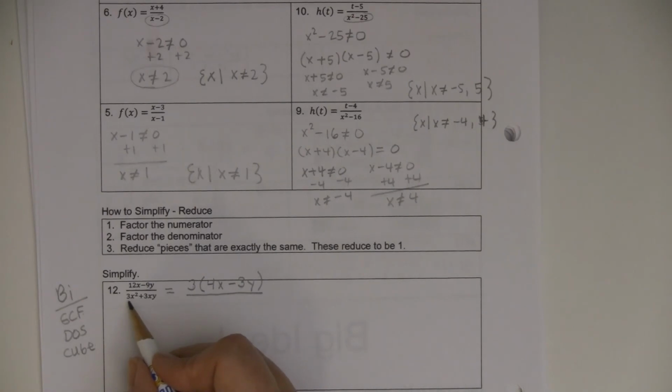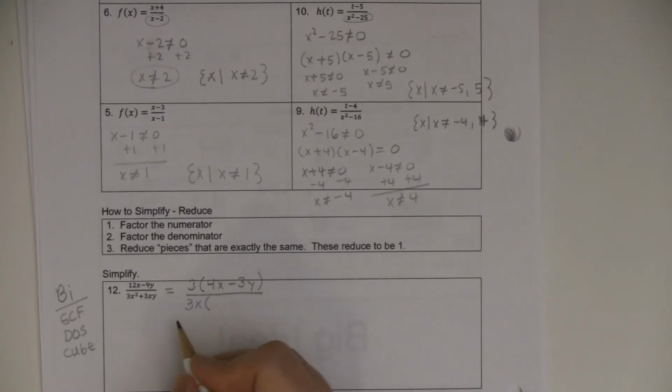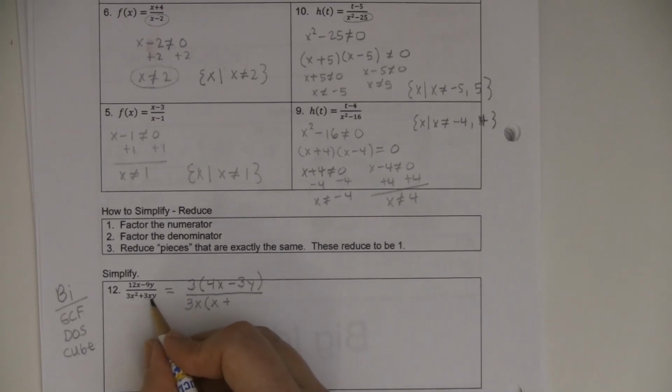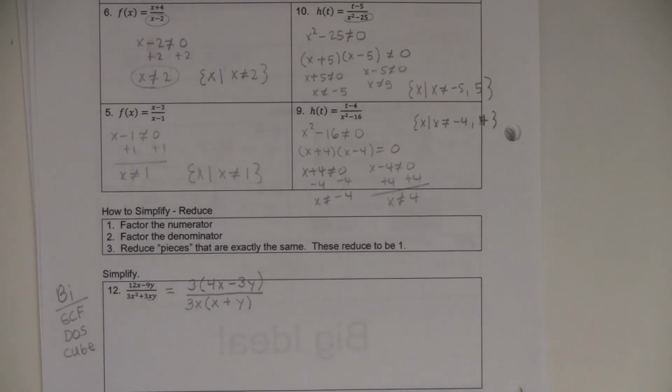Then in the denominator, it's a binomial as well, and the greatest common factor is, well, they have 3 in common. They also have x in common, but they don't have a y in common. So 3x is what they have in common, and I want to make it back, so this is going to be times x, because 3x times x is 3x squared, plus, and then we're going to need a y. And then things that are exactly the same can be divided and reduced out.